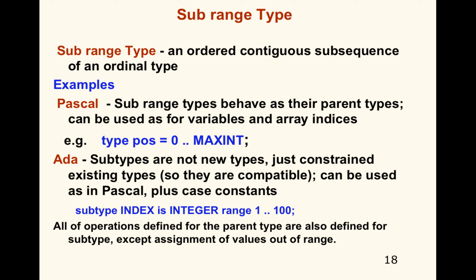Ada had subtypes that are not new types. They're just constrained existing types. So they are compatible, and they can be used as in Pascal, plus they are also case constants. So take a subrange type of index is integer, ranges 1 to 1000. Whatever position is in there, as long as it's in the index of what's acceptable, is compatible. So all operations defined for the parent type are also defined for the subtype, except for assignments of values out of the range, which is true for subranges. If I have a long, I'm not supposed to give it a short value. If I have a short, I can't give it a long value. And ints will take both shorts and longs.